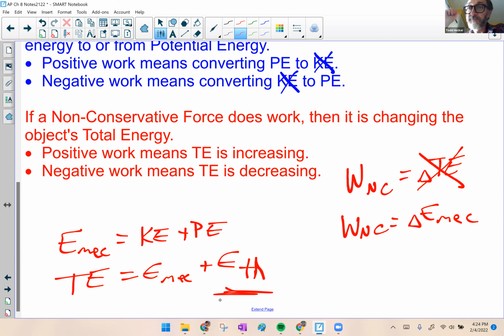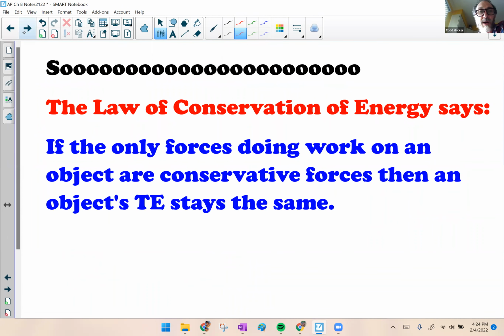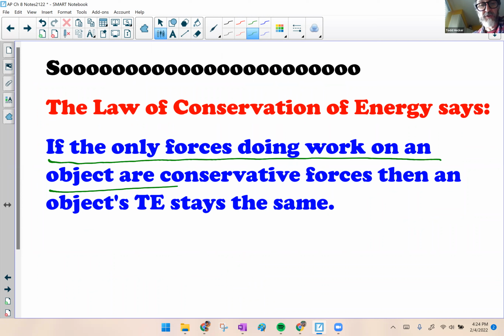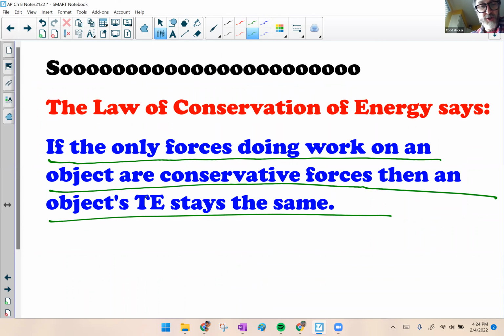I've totally gone off on a tangent here. So, here's the deal. Conservative forces don't change total energy, and non-conservative forces only change the total energy if they do work. This unit, we're going to do conservation of energy problems. If the only forces doing work on an object are conservative, then the total energy, mechanical energy I should say, stays the same.